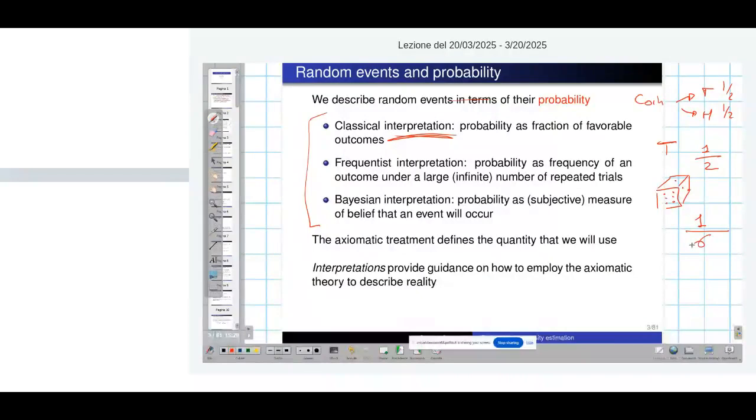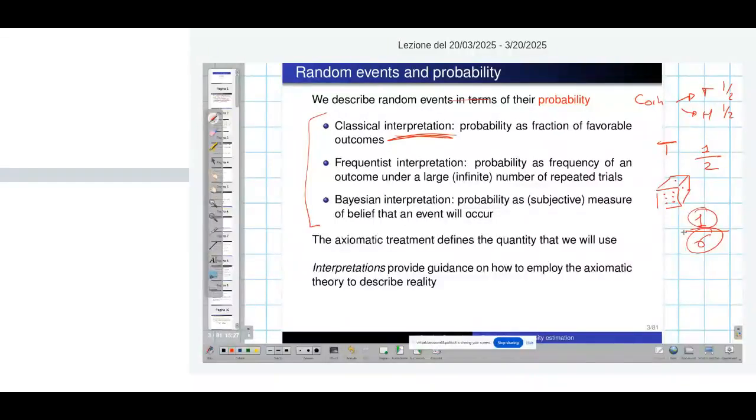Now, this is a problem because how can I define the probability for a biased coin? The classical interpretation typically relies on symmetry. All the outcomes have the same probability, so I can define the probability as the number of favorable outcomes divided by the total number of outcomes. But now I tell you that the coin is rigged to give more tails than heads.